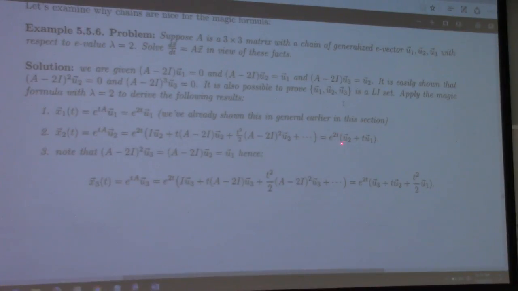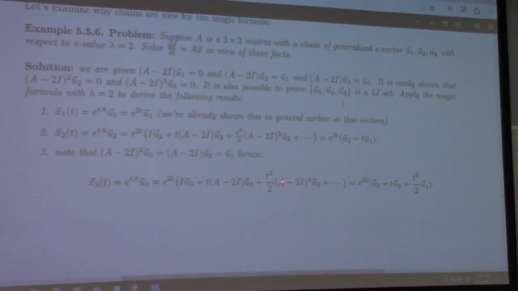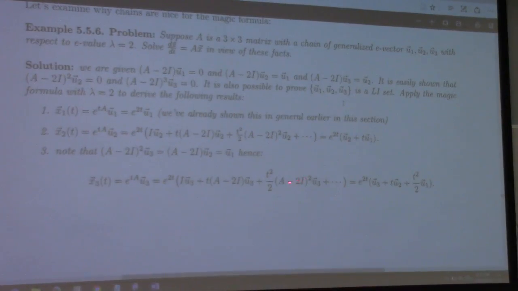The generalized eigenvector u2 produces e to the 2t times (u2 plus t u1). And then for the generalized eigenvector of order 3, when you multiply it times the magic formula with lambda equal 2 put in there, I get I times u3, plus t times (A minus 2I) times u3, but this is equal to u2. In (A minus 2I) squared u3, the first copy of A minus 2I brings it down to u2, and the second copy brings u2 back down to u1. So what you get is e to the 2t times (u3 plus t u2 plus t squared over 2 u1). And this is how we generate things like t and t squared in solutions.